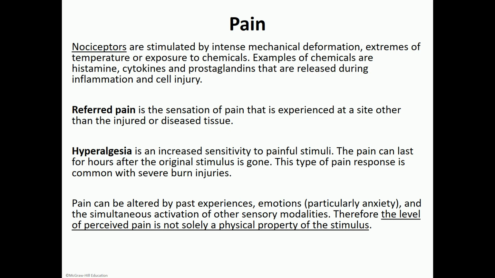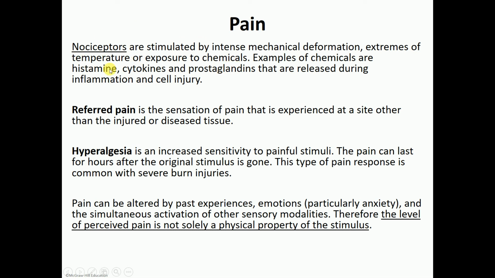Now, pain, as we mentioned, we have these nociceptors, and those are your free nerve endings, and they could be stimulated by different things. So they could be either mechanical damage to the area, let's say a punch, for example, or extremes of temperature, so very cold or very hot temperatures can lead to the stimulation of these pain receptors. Exposure to different chemicals. Examples of chemicals that we have in the body that can lead to pain are histamine, cytokines, and prostaglandins, and those are released in inflammation, and that's why areas that have inflammation or cell injury tend to be painful because of the release of these chemicals.